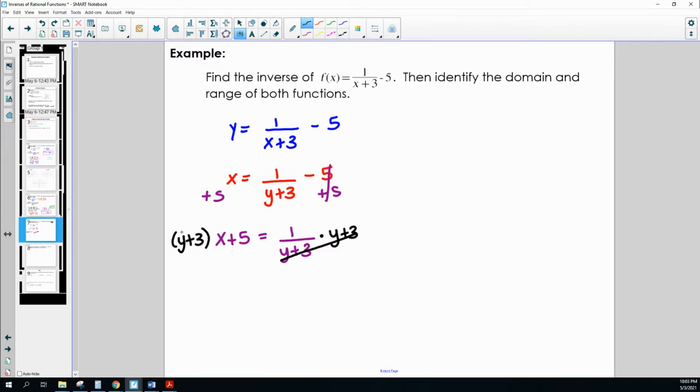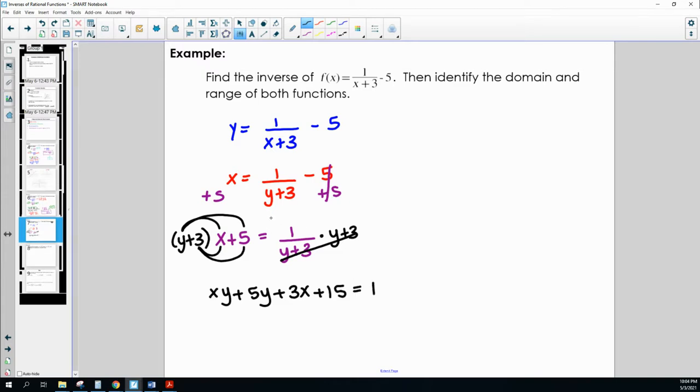Okay, so here we have to FOIL. So we're going to do y times x. I'm just going to call it xy. Y times 5, that's going to give us 5y. 3 times x, so that's 3x. And 3 times 5, which is going to give us 15. And that's going to be equal to 1.